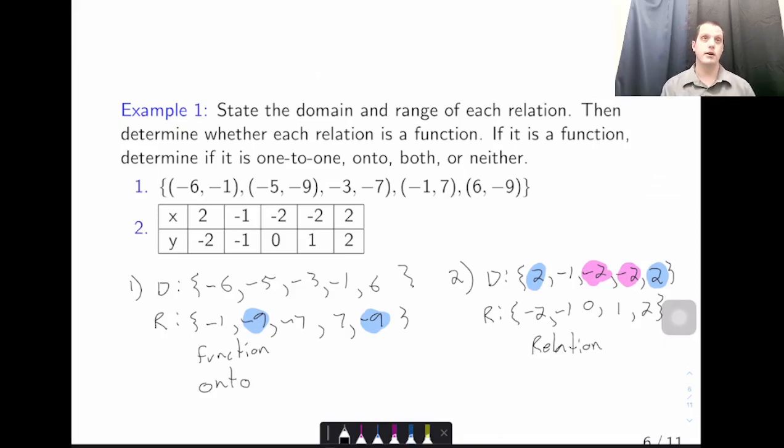As a reminder, all functions are relations. Basically, everything is a relation, but only functions are special. We can only have unique x's in order to have a function.